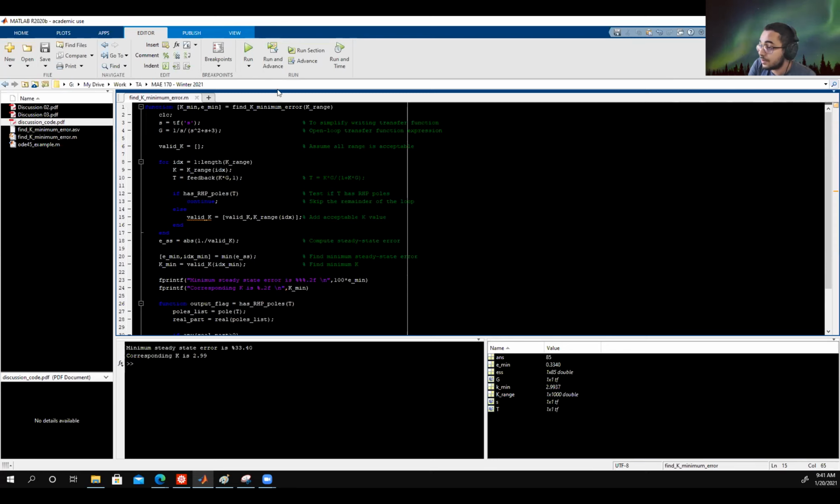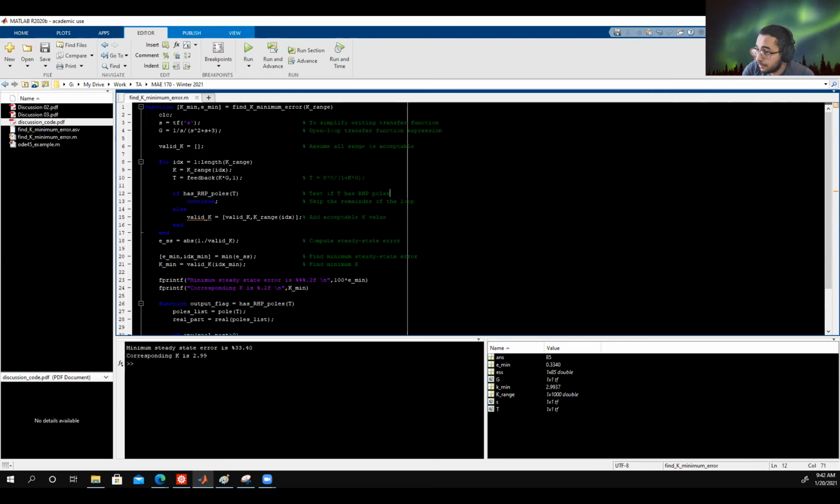So this is the code, right? This is the function. We want to find the minimum value k. It takes as input an array of k's. This is an array of values of k, and then it computes the one that achieves the minimum steady state error among all the values inside the range k.